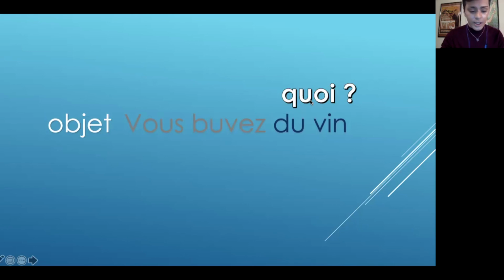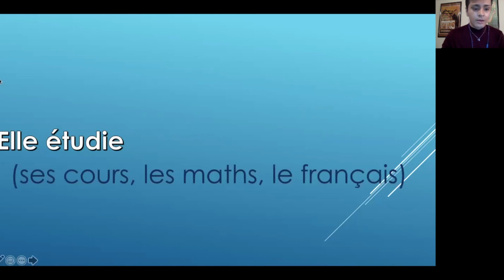What are they doing, and to what, or to whom, are they doing it? Okay? So sometimes in a sentence, the object is implied. When we say elle étudie, or she's studying, we can infer that she's studying for her classes or for something. We can kind of guess what the object of the sentence is. So we have elle étudie ses cours, les maths, ou le français, peut-être.